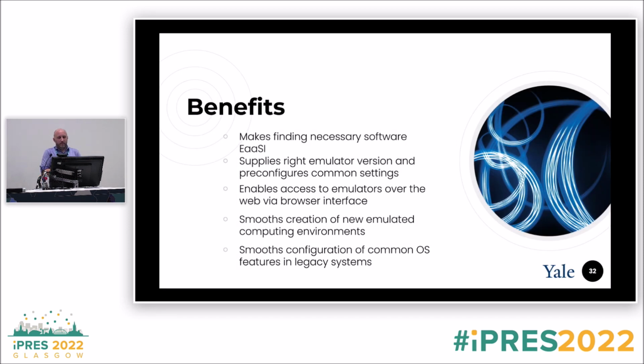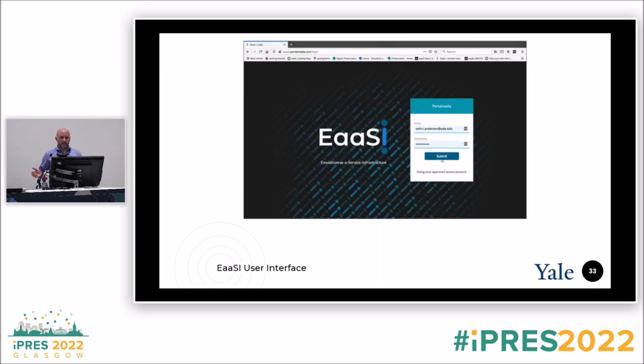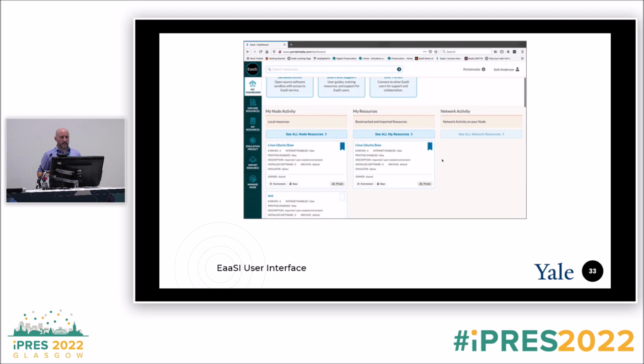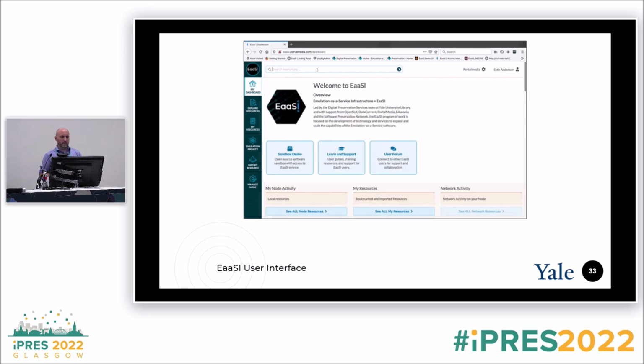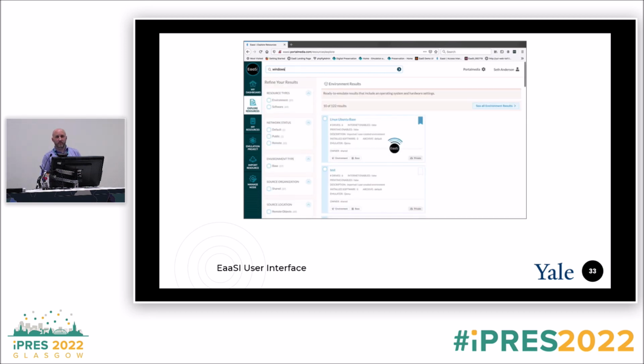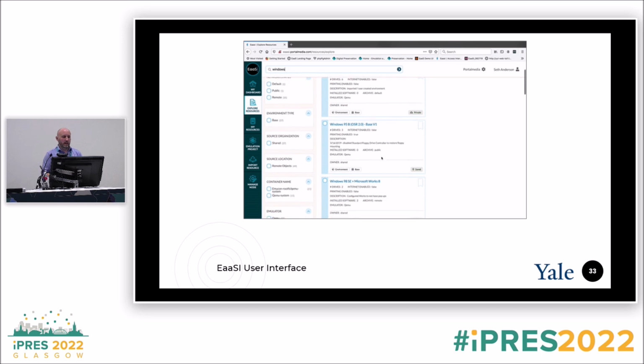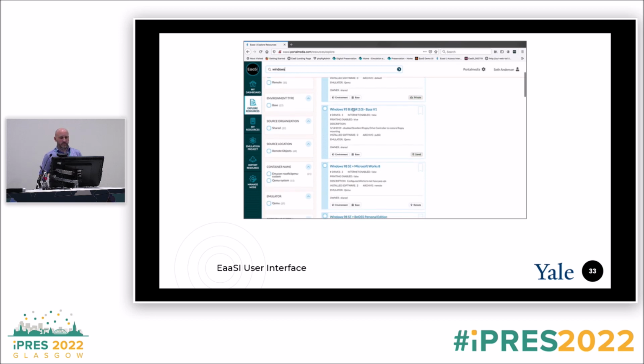But in terms of benefits of EaaSI, it makes finding software much easier. We get all the emulators already pre-configured. You don't even need to think about it. And it makes creating environments really, really easy and makes configuration and documentation of software really easy. Here's the interface. This is a short video. The current interface, it's being improved all the time. We just received another $1 million of funding for 2 more years, in which we're adding even more features.